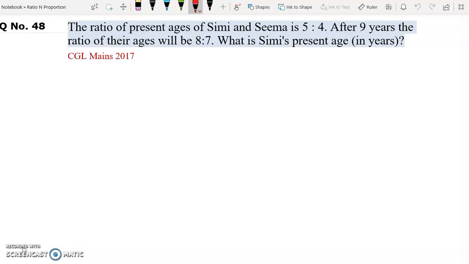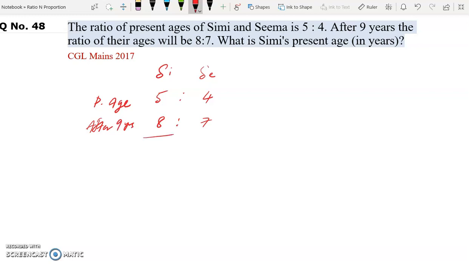Question number 48. The ratio of present ages of Simi and Seema is 5:4. After 9 years, the ratio of their ages will be 8:7. What is Simi's present age? So we have Simi and we have Seema. The ratio of their age is 5:4. This is the present age. And the ratio of their age after 9 years will be 8:7. This is after 9 years.